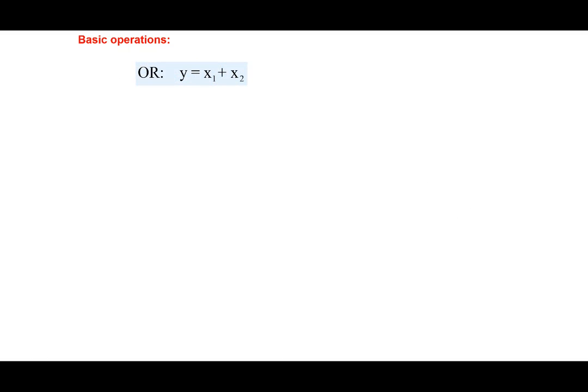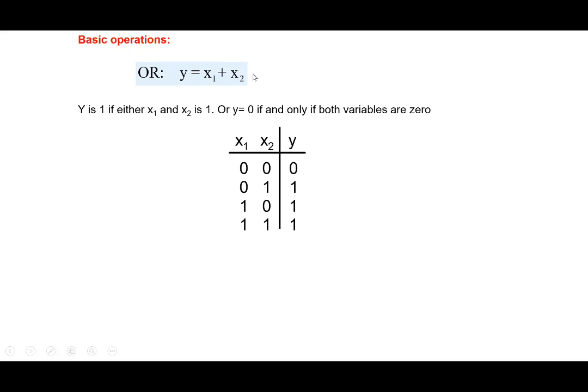So that's AND. There's also an OR operation that we denote with a plus sign. Here y is 1 if either x1 or x2 is 1. If any one of them is 1, then y is 1. To get a 0, you need to have both variables as 0. So its truth table is: x1, x2 equal to 0, 0 gives 0; 0, 1 gives 1. If any one of them is 1, y is 1: 1, 0 gives 1, and 1, 1 gives 1. That's called the OR operation.